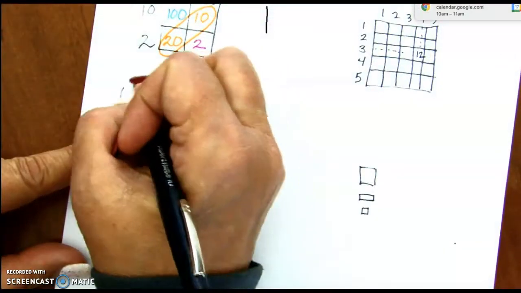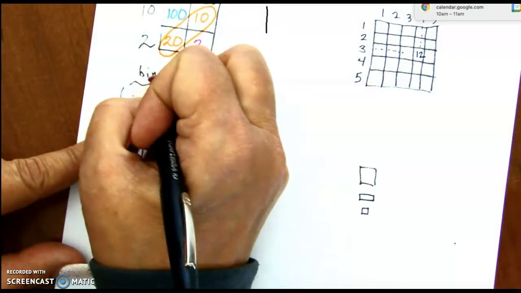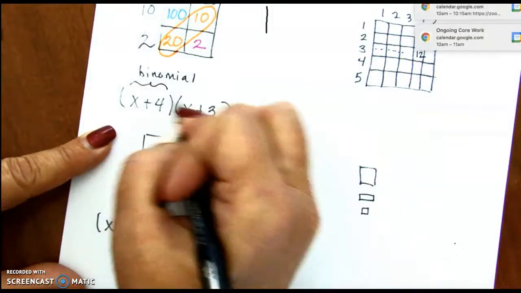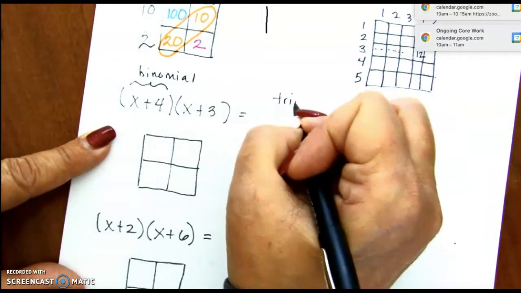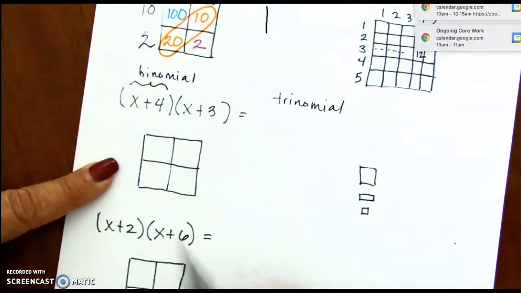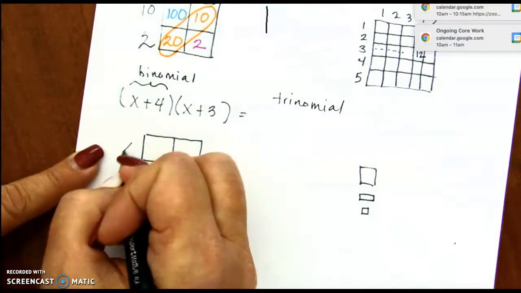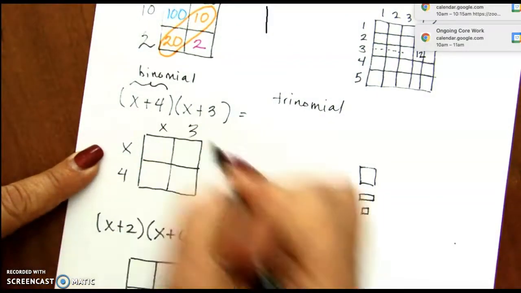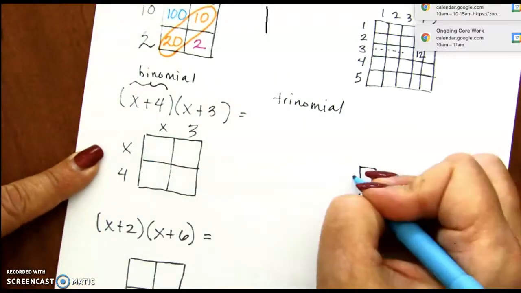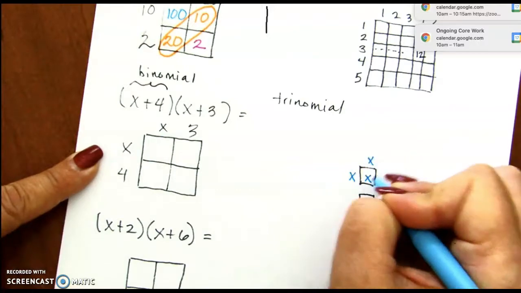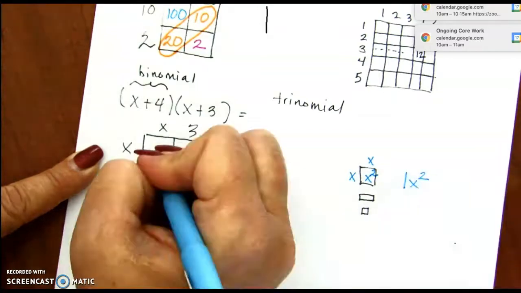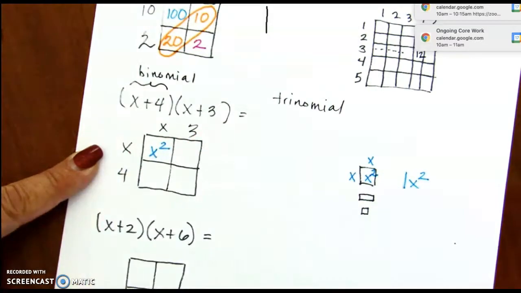So this is a binomial, and we're going to multiply two binomials to make a trinomial. All right, so x and 4, I'm going to put here, and x and 3, I'm going to put here. X times x is actually, if we're going back to algebra tiles, x times x is x squared. So I have 1x squared when I multiply x times x.